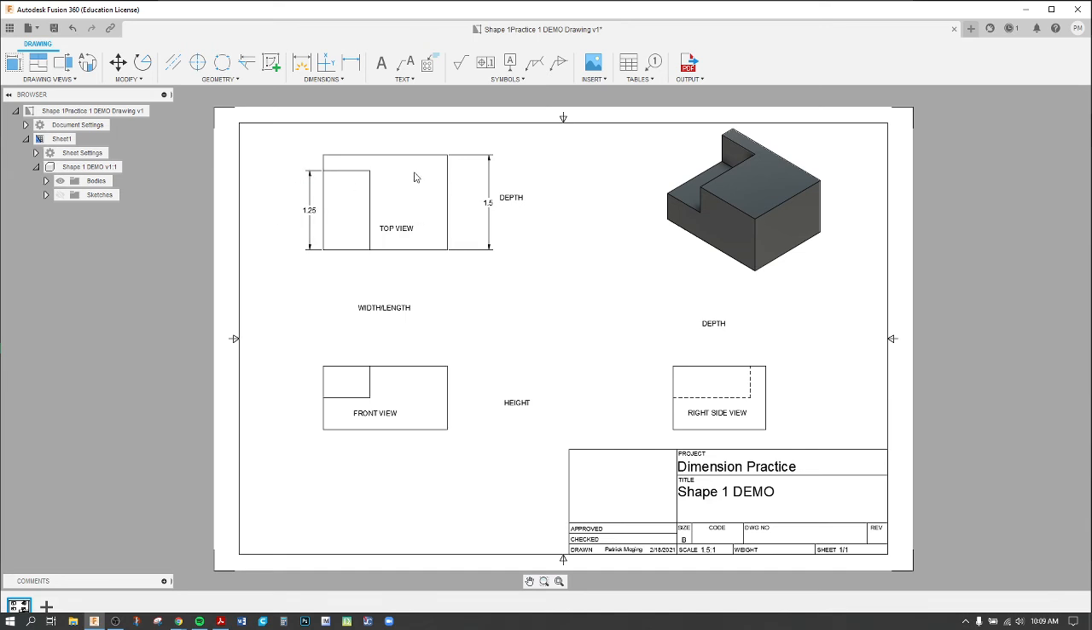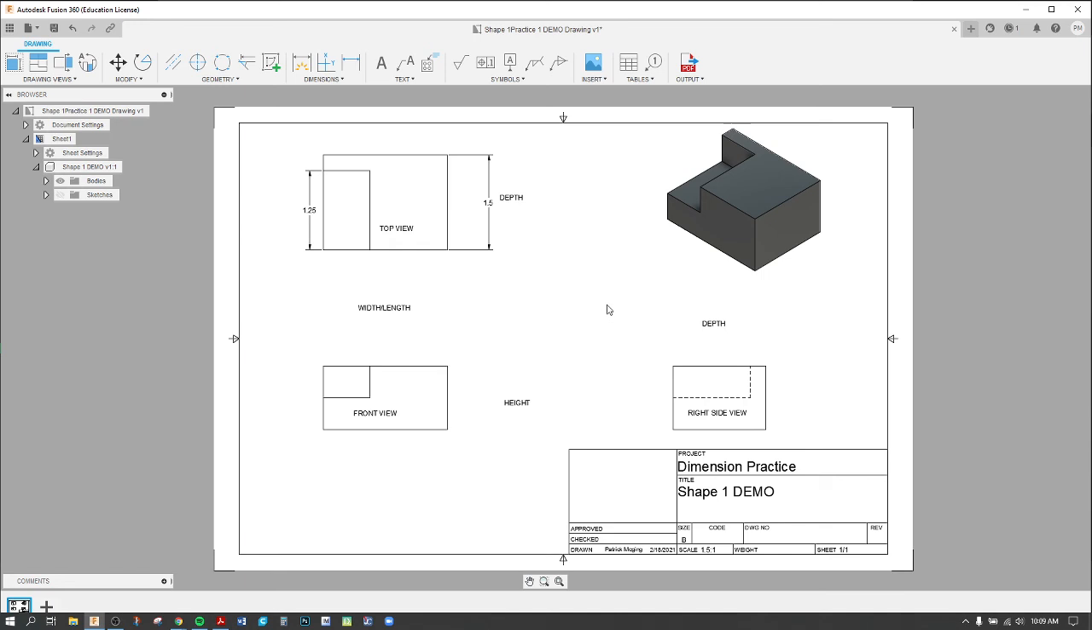I could delete this one and be left with just the 1.25. We have to assume people can do math. Therefore, 1.5 minus 1.25 leaves me with this small space here. So again, we don't need both of those, just one or the other.